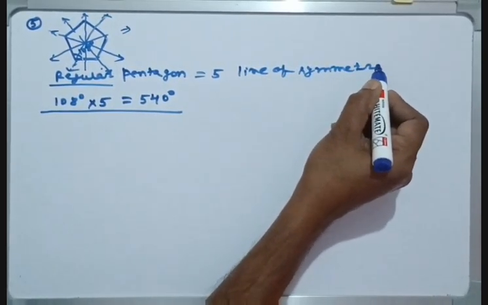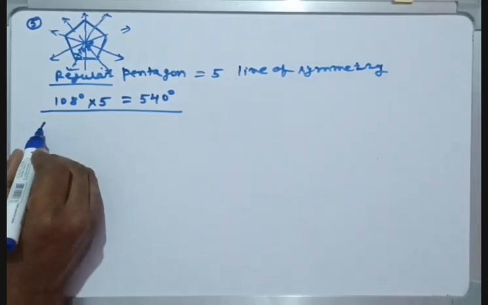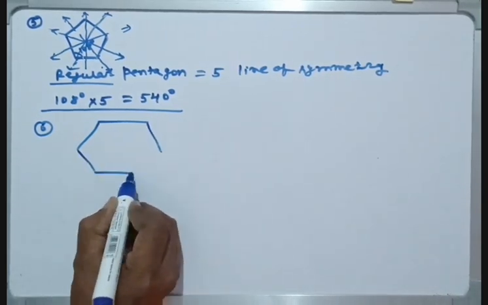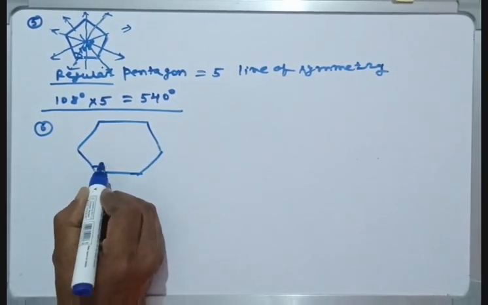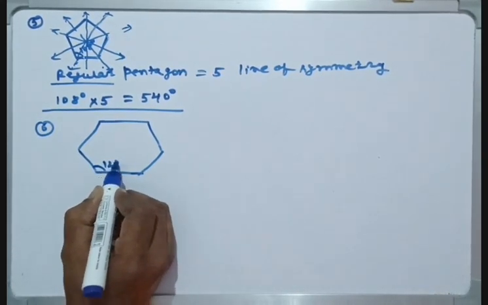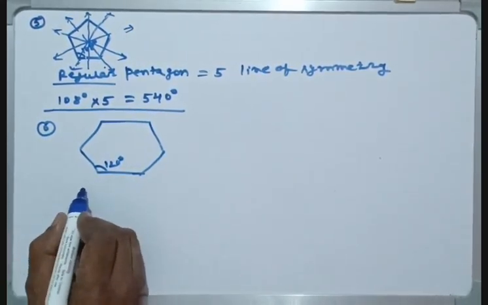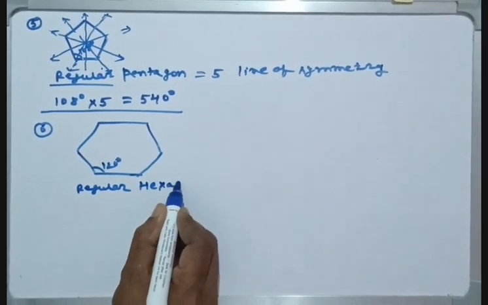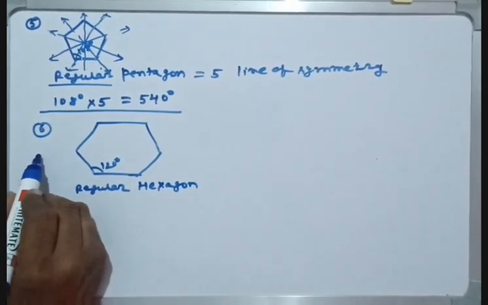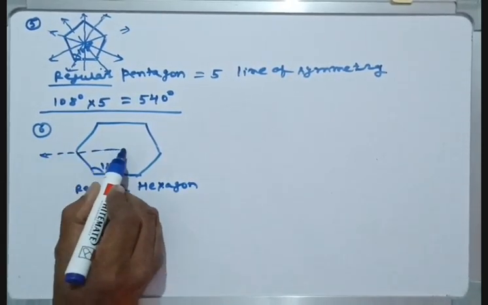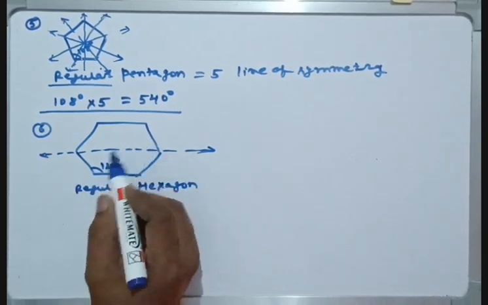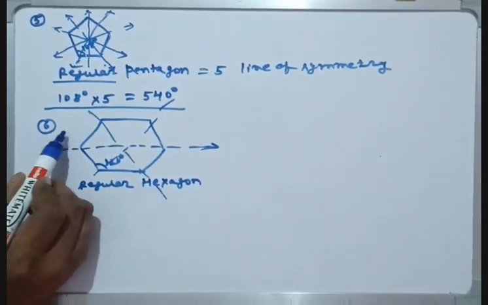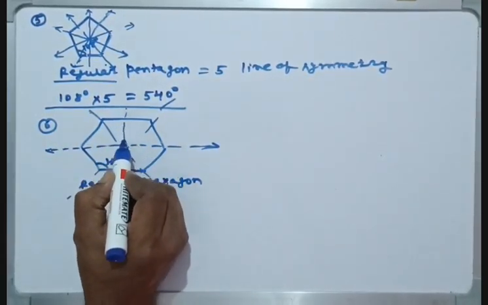Okay guys, now what about the sixth, the regular hexagon? See, in a regular hexagon there are 6 sides which are equal in length. This angle is 120 degrees. So this one is a regular hexagon. Okay, so the total number of lines of symmetry is 6. See here, 1, this one is the second one, this one is the third one. Okay guys, this one is the fourth one.